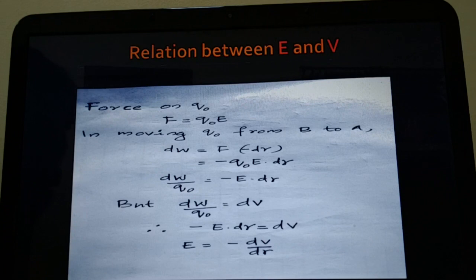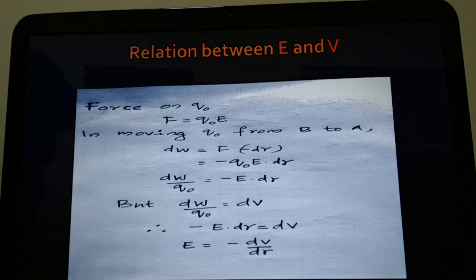What is dV by dr? You can write it as d by dr of V. By the definition of differentiation, it can be taken as d by dr of V. What is V? The potential. What is r? The distance. So you have taken the derivative of potential with respect to distance.